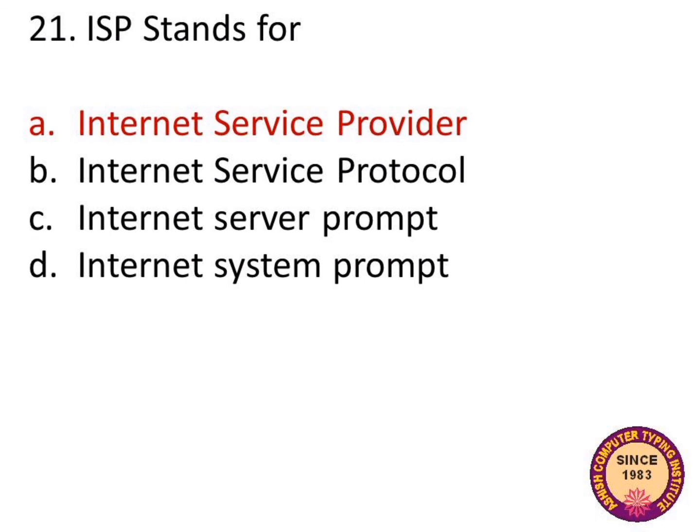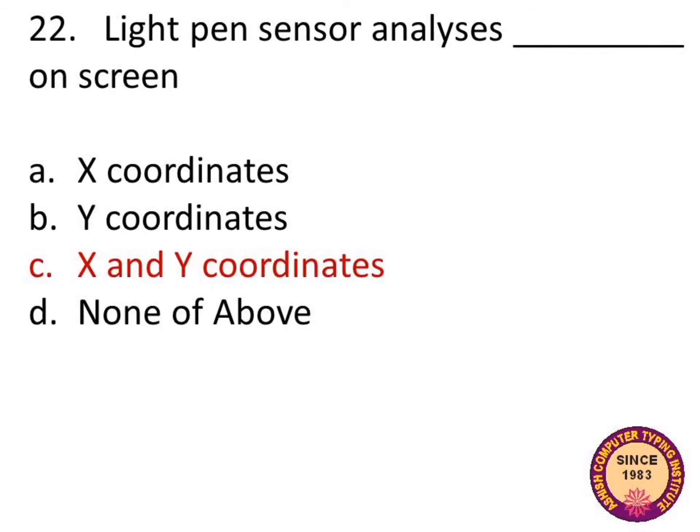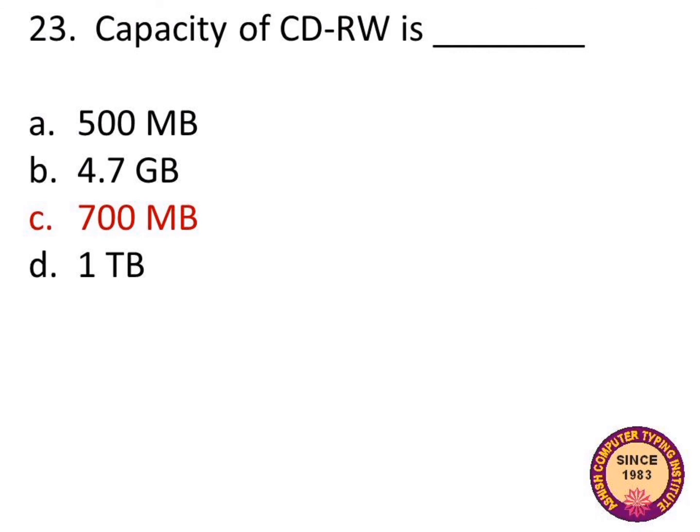ISP stands for dash. Answer is Internet Service Provider. Light pin sensor analyzes dash on screen. Answer is X and Y coordinates. Capacity of CDRW is dash. Answer is 700 MB.